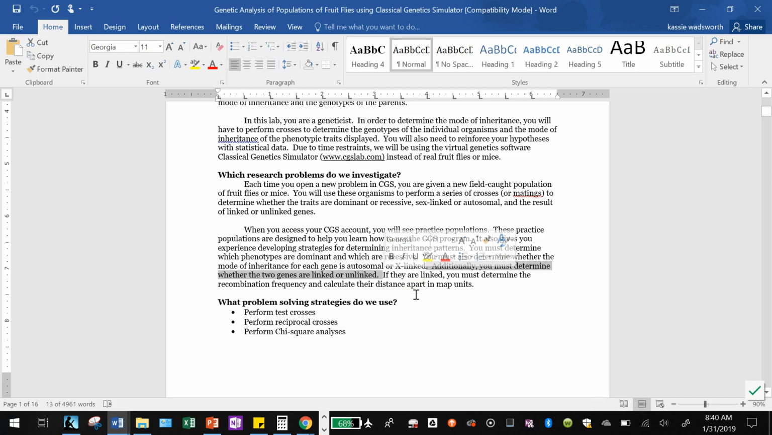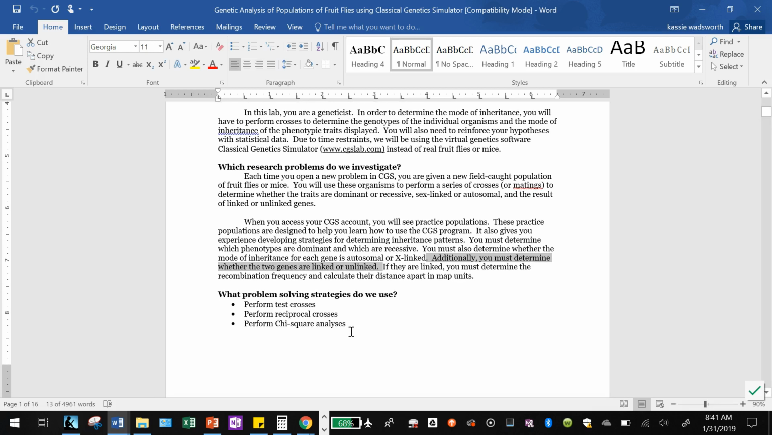So strategies for solving today's problems, you're going to use test crosses. You're going to use reciprocal crosses. If you need to get a little more information about that, I gave you a packet last class. And then you want to perform chi-squared analysis on your crosses. For the chi-squared analysis, you don't actually have to do the calculations. You just have to tell the program what your expected ratio is. And then it will give you all the values, and you can determine what the values mean.